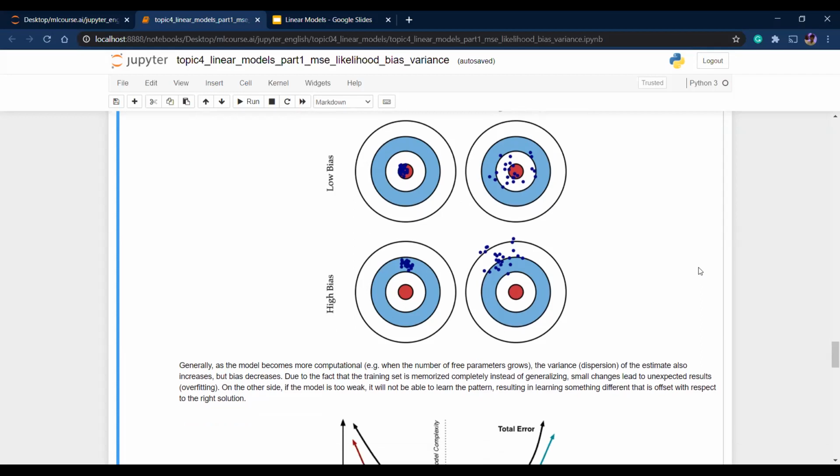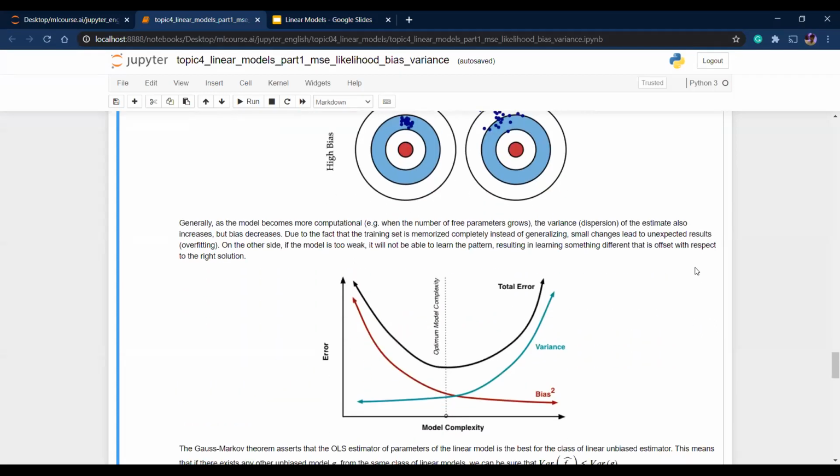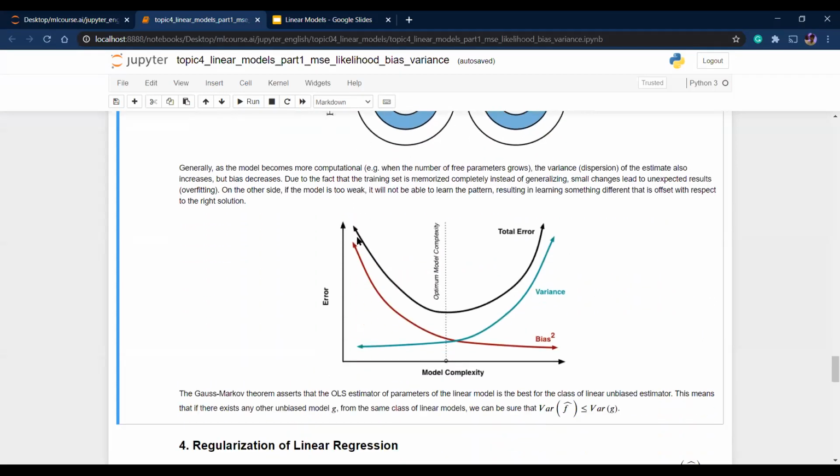Anyways, this is what I was talking about when I said we want a balance between the bias and the variance.